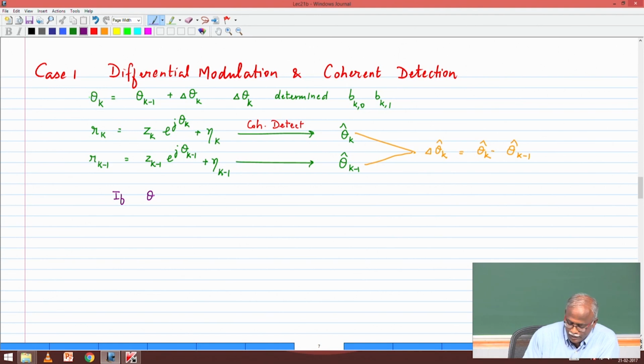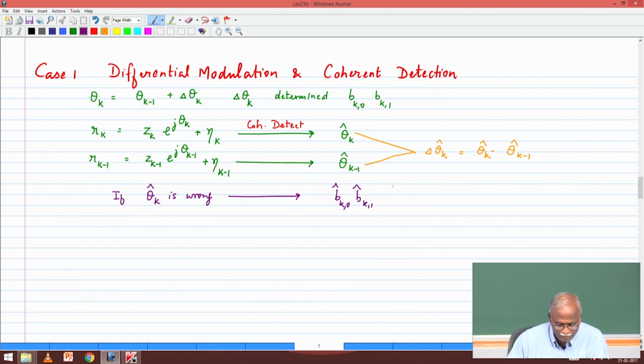If theta k hat is wrong, that means the coherent detection process, because of noise, made an error there. What is going to happen? It is first going to affect bk,0 and bk,1. These will be affected. Why? Because if delta theta k is wrong, theta k is wrong, delta theta k will be wrong, and therefore these two will be affected.